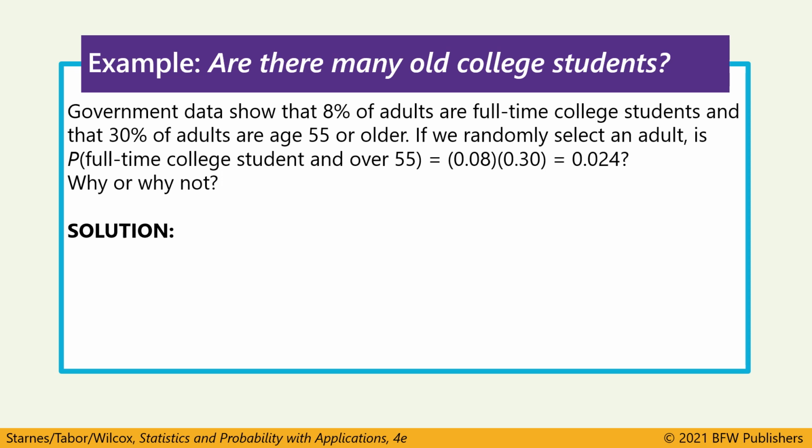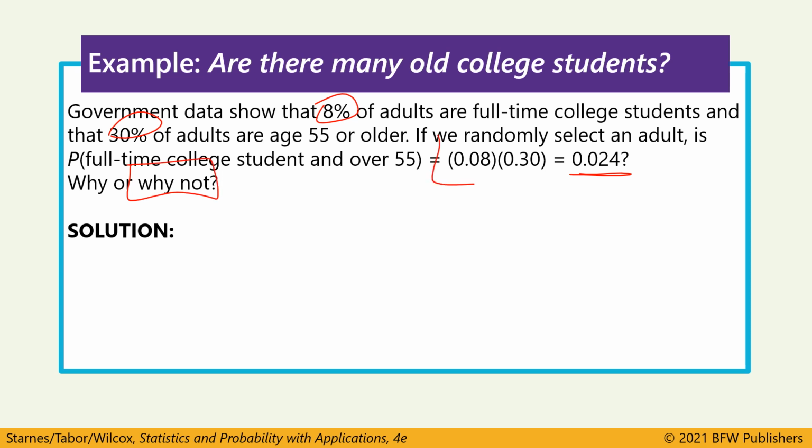Government data shows that 8% of adults are full-time college students and 30% of adults are age 55 or older. If we randomly select an adult, is the probability of selecting a full-time college student and someone over the age of 55 simply those two probabilities multiplied together to give us 2.4%? We're going to say it's not.